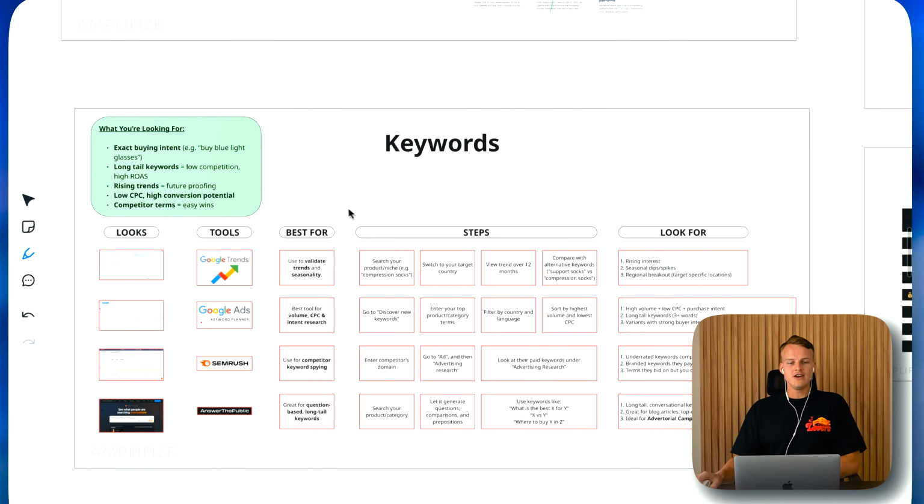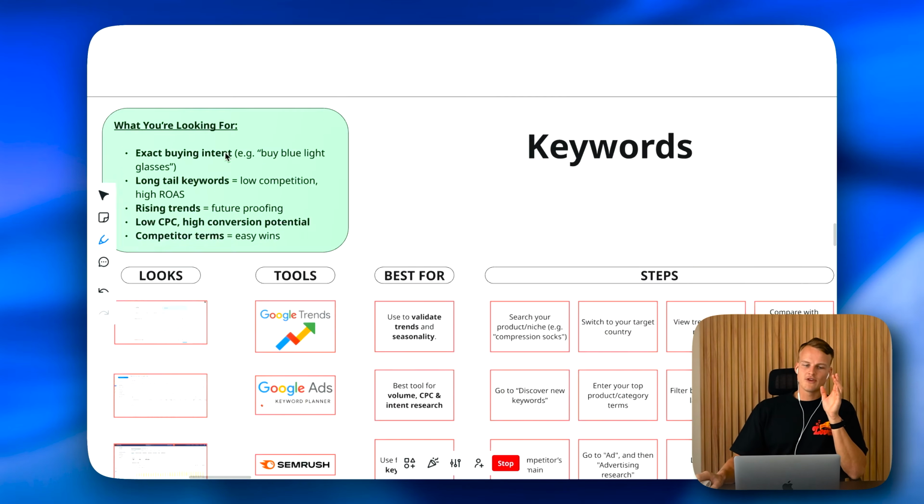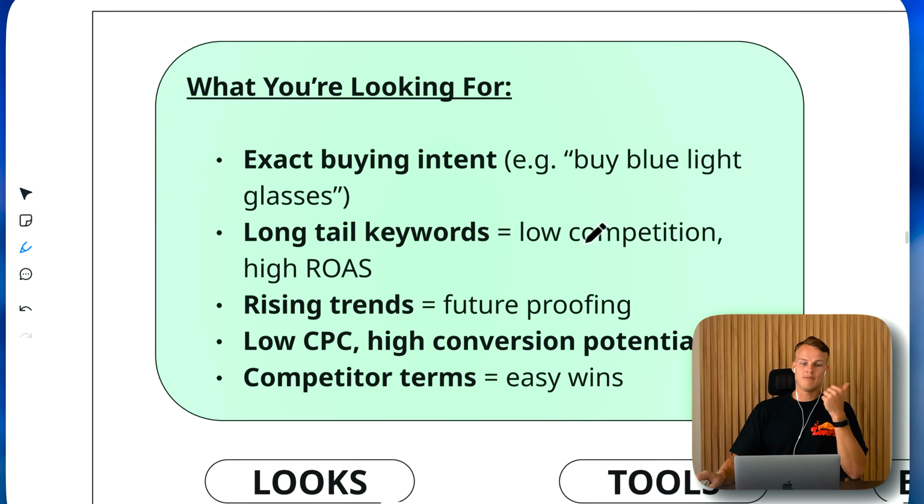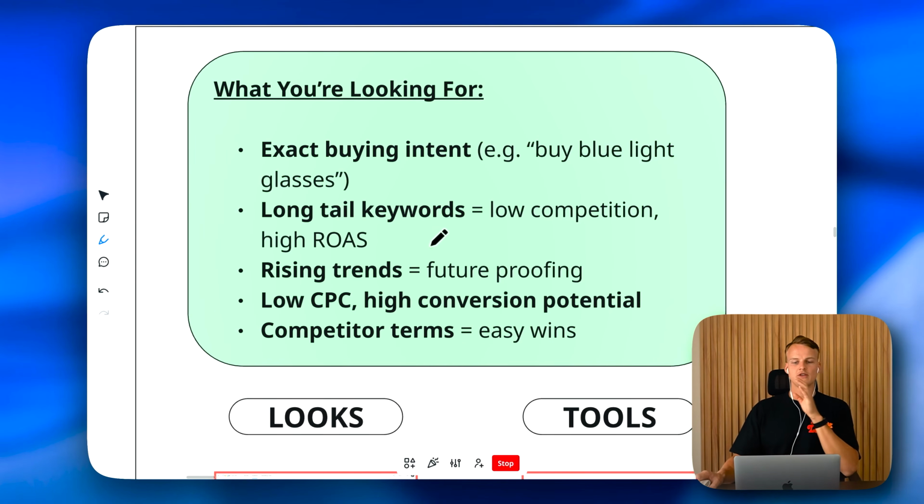When it comes to your keywords, this together with conversion tracking and some other parts is very, very essential when it comes to your Google Ads campaigns. So what you are looking for when it comes to keywords is you want to have exact buying intent. So, buy blue light glasses, for example. You want to be on the lookout for long tail keywords, because those have lower competition and generally higher ROAS, because they're very specific.